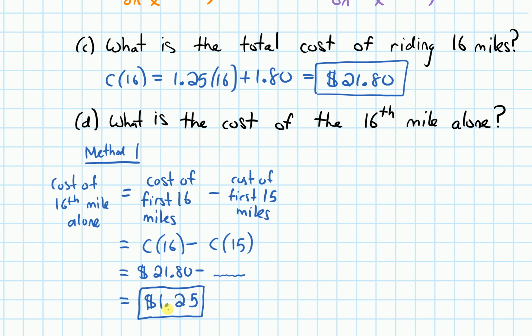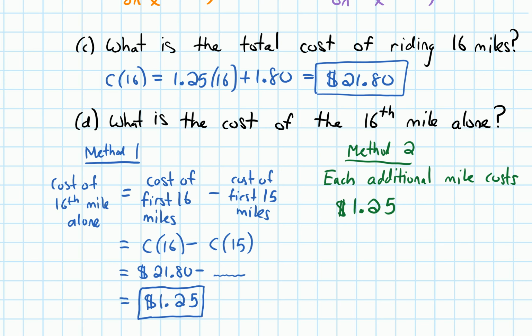And if that number looks familiar to you, that's good. And that's important. It should look familiar. This showed up earlier in the problem. And it's going to connect to the second way of doing this. So method two. If I want the cost of just the 16th mile alone, I can remember that the problem told me how much each additional mile costs. So each additional mile costs how much? It costs $1.25. That's what the problem said at the beginning. Okay, so the answer to this is $1.25.